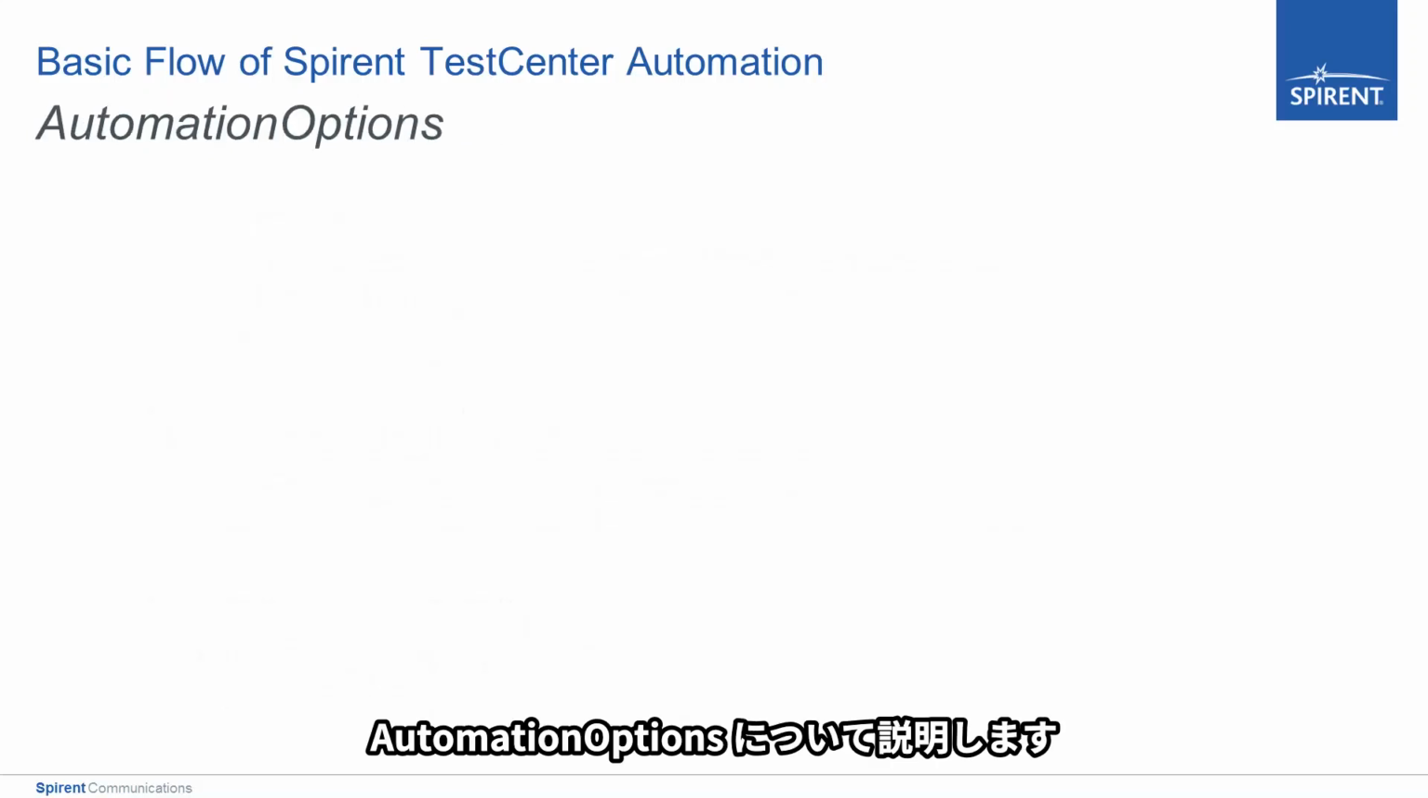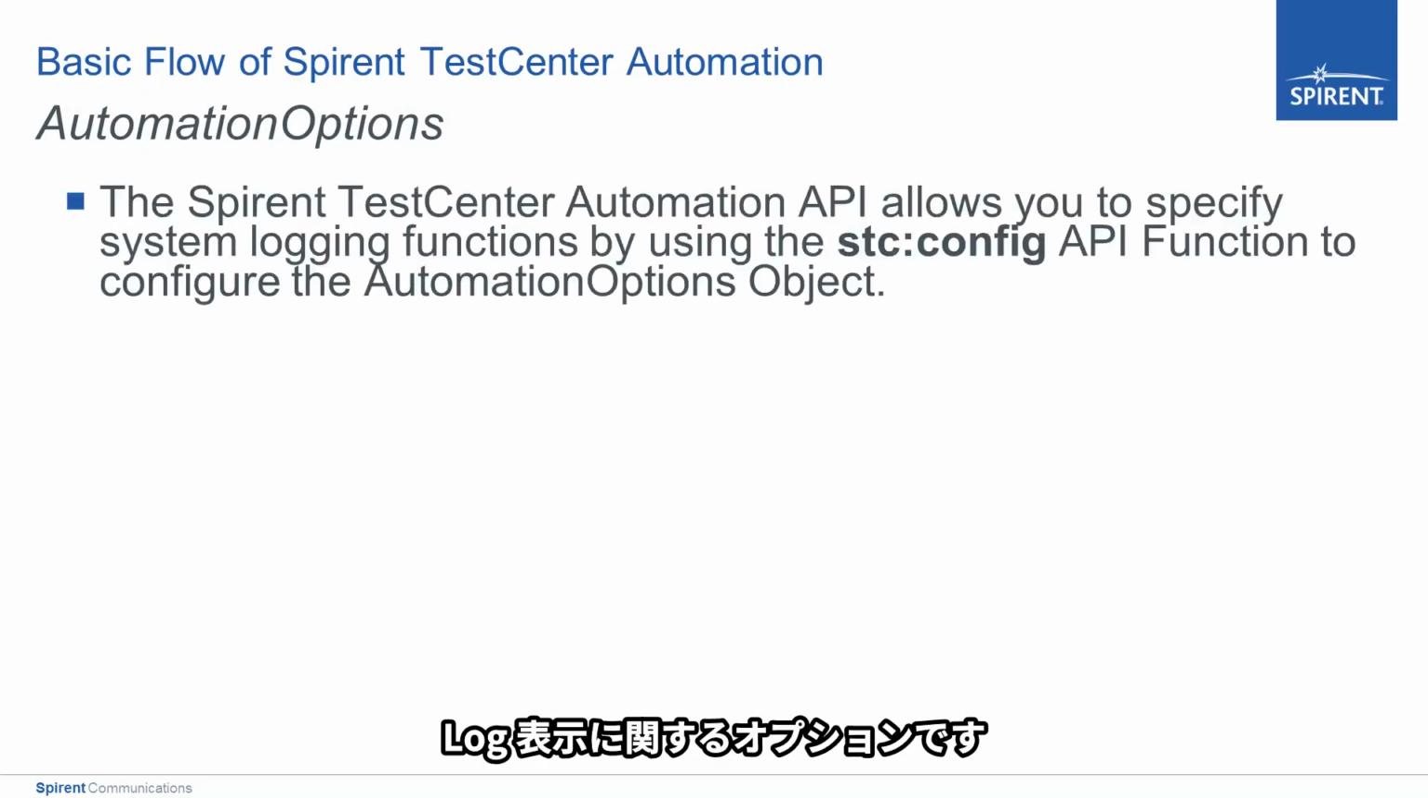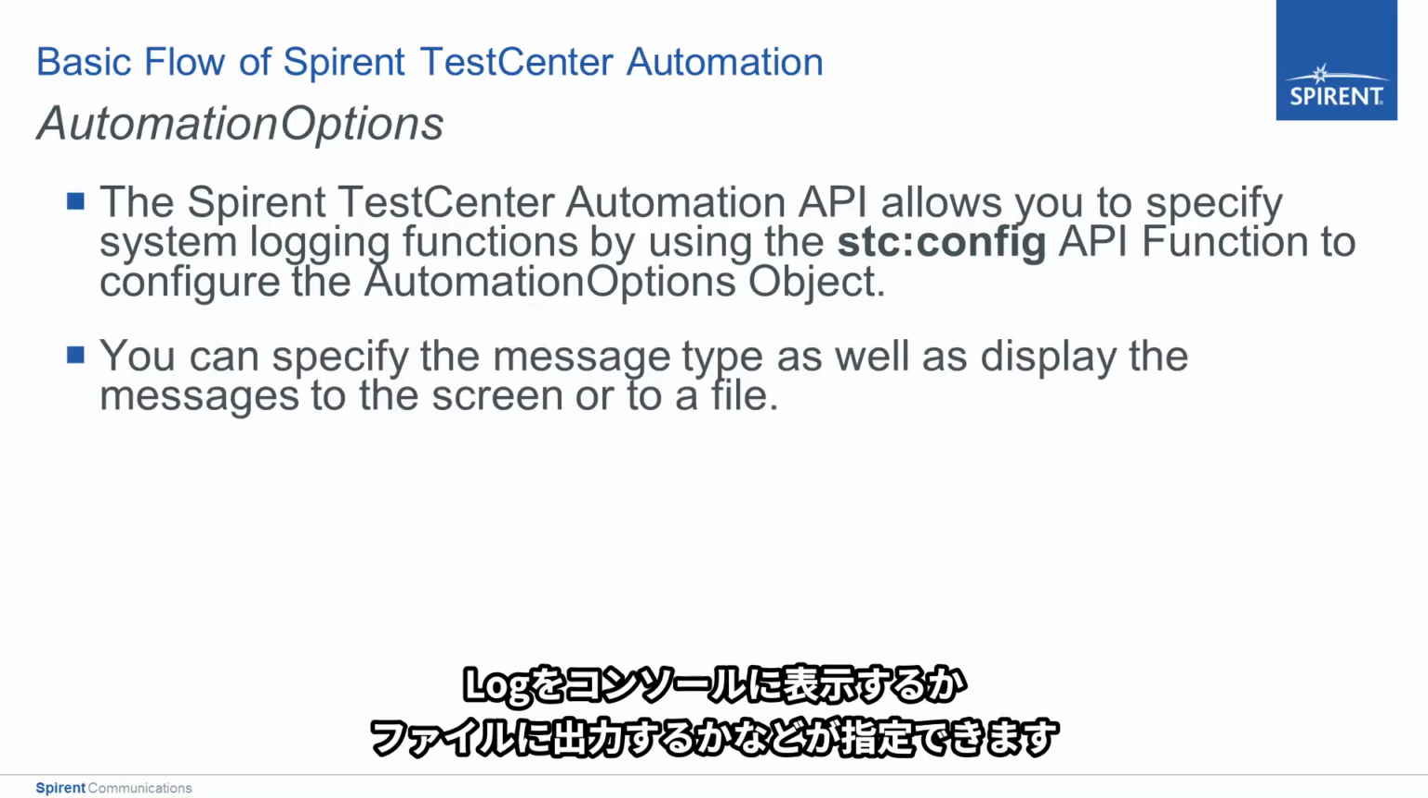We will now take a look at some of the surrounding elements within the scripting environment. The Spirent TestCenter Automation API allows you to specify system logging by using the stc config API function, and you will use that to configure the automation options object. So you can specify the message type as well as display the messages to the screen or to a file.